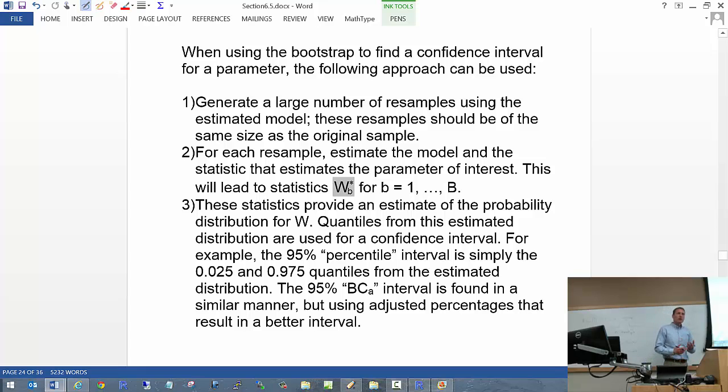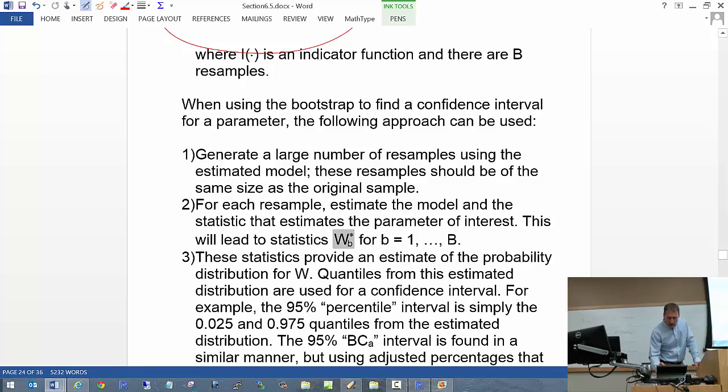Now we can also use the bootstrap to find a confidence interval for a parameter. So maybe, for example, you wanted to calculate a confidence interval for e^(-10 beta 1), which represents the odds ratio corresponding to a 10-yard decrease in the distance. So how do you do that? Same kind of process with some minor differences.